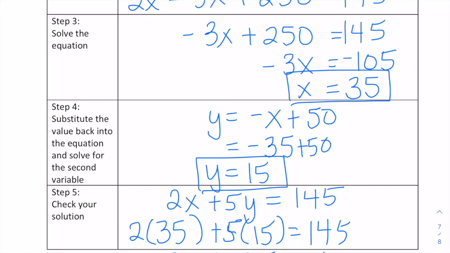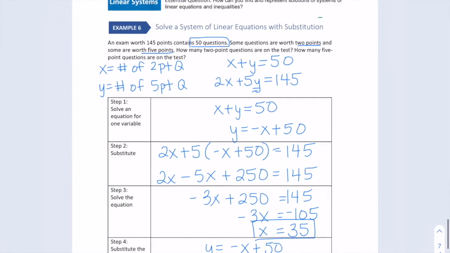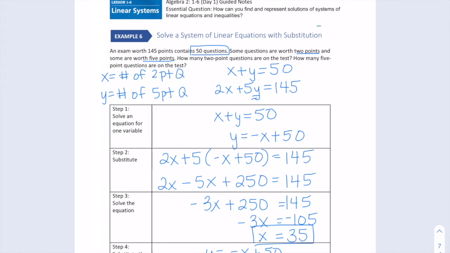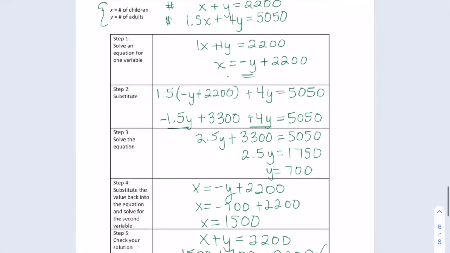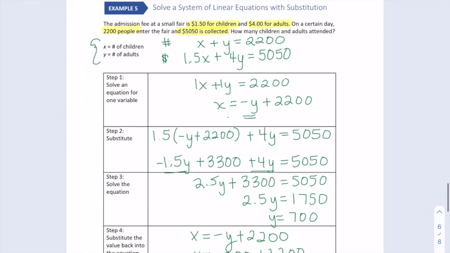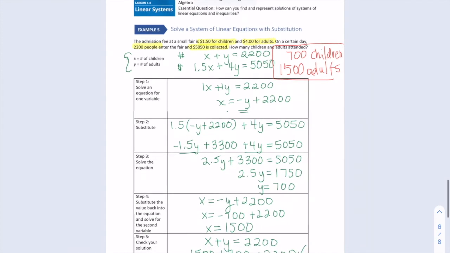So the answer, I want to make sure we write this down, because it's not saying what's x or y, right? We have to make sure that we say that there's 35 2-point questions, and there's 15 5-point questions. All right, so looking at that up here, I actually didn't do that up here either, so I need to make sure I put that up there. So this was 700 children and 1,500 adults. We use the system of equations to solve it, but I need to make sure I answer with a word answer.